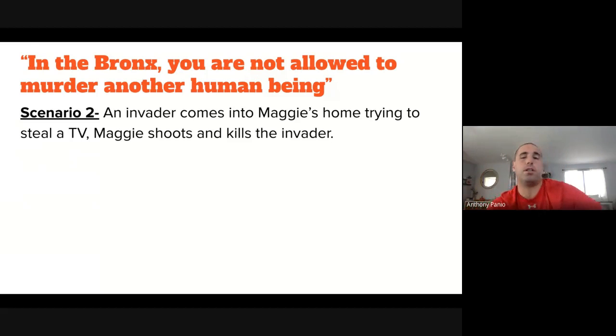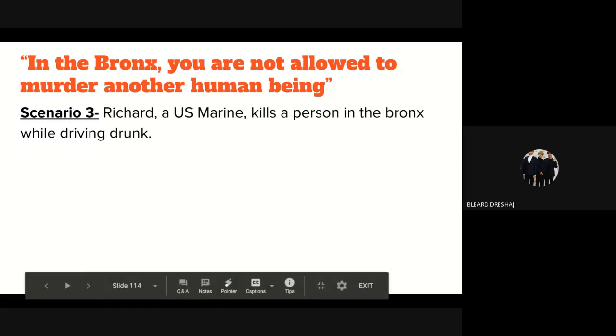Maggie shoots and kills the invader. Is this murder or no? You got some no's. Well, he's just stealing a TV, right? Oh, self-defense. Okay. So it's a little bit tricky. Now, this is one of those situations where if the invader comes in and doesn't have a weapon and you shoot them, this could become tricky. But he's in her house. All right. So this scenario, a little different.